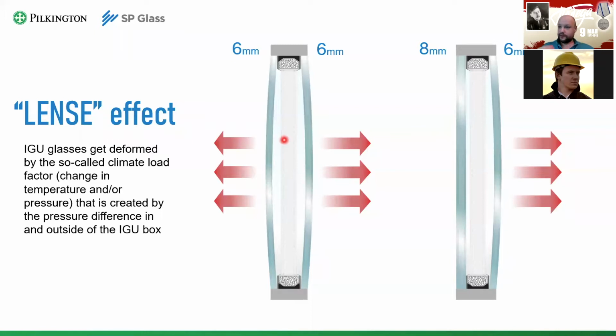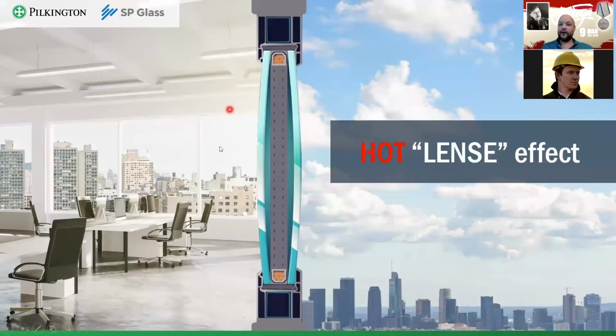That means if you assembled your IG unit at plus 25 degrees in the production facility and a certain atmospheric pressure, and then you take it out and put it on the facade, the sun will shine and the IG unit will heat up. And the gas inside the IG unit will also heat up. And what does the gas do when it heats up? It expands. And with the gas expansion, glass will be bent outwards. For a Russian climate, this is exactly the hot lens effect. So glass are bending outwards.